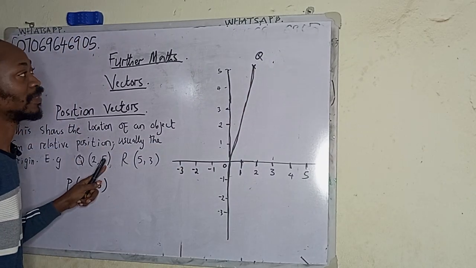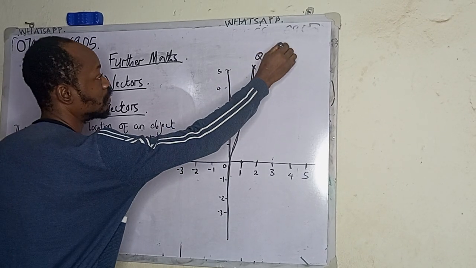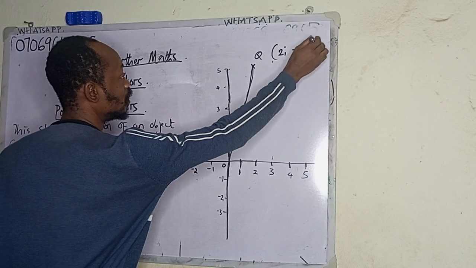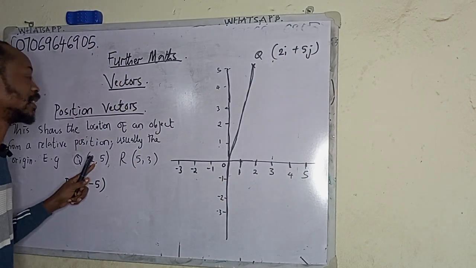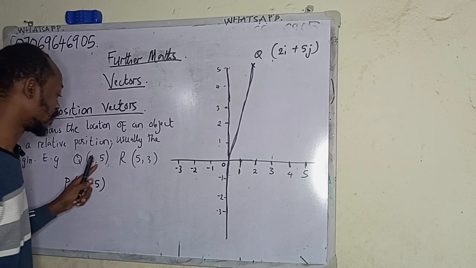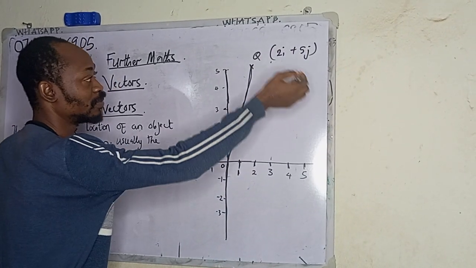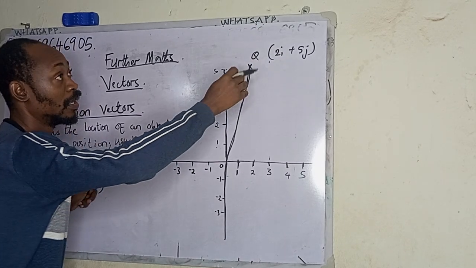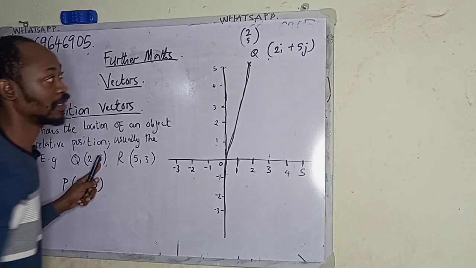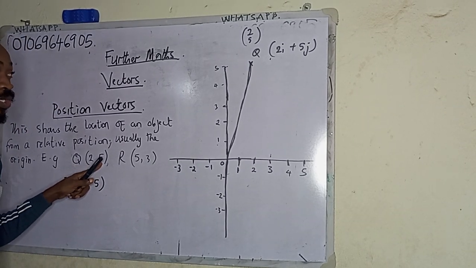You might try to write that in terms of unit vectors, talking about 2i plus 5j. i represents the x-axis and j represents the y-axis. So you can write it as (2, 5). You can write it as 2i plus 5j. You can even write the position as a column vector, 2 and 5. So these are the ways we can write position Q or point Q.